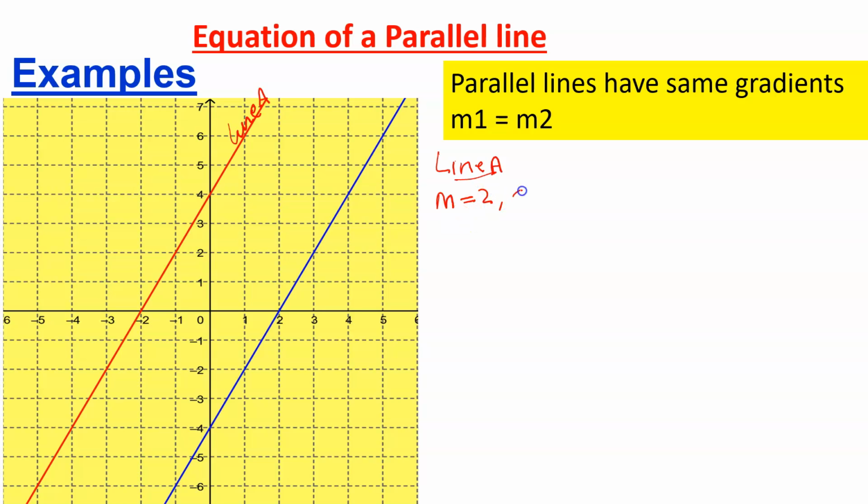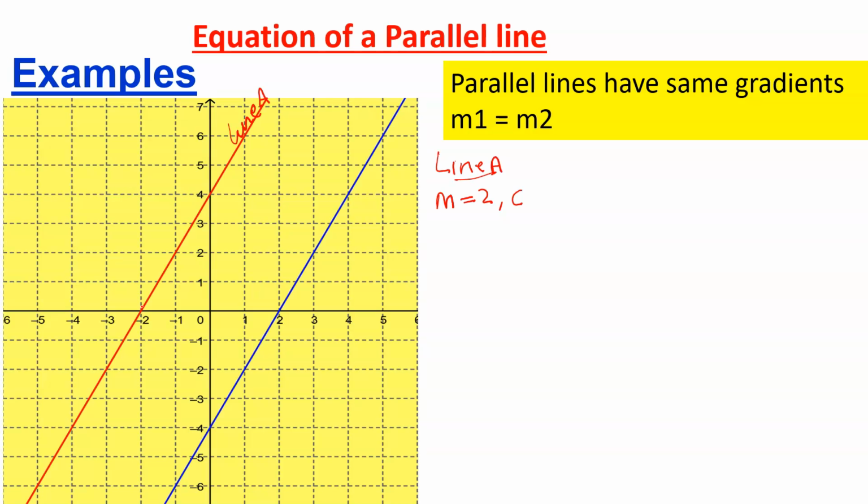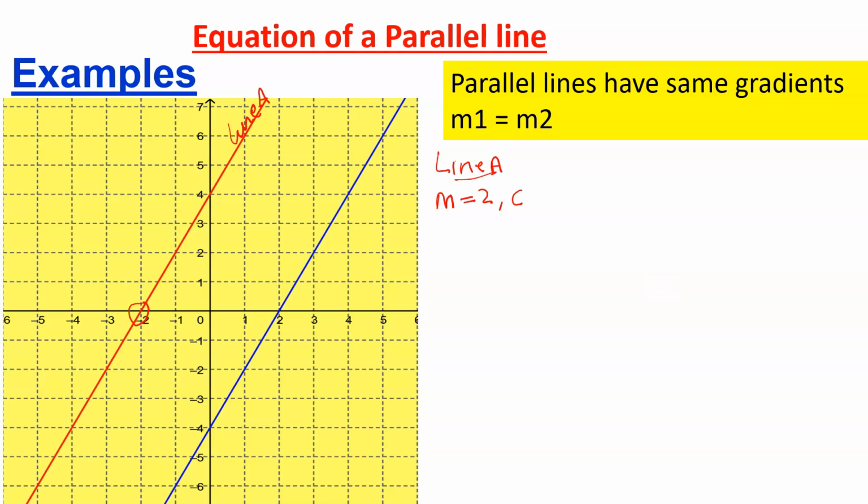And what is C? The C is where it crosses the y-axis, and C is here. Sorry about that. C is this one there. So C is minus 2. So we know both of them, put them together: y equals 2x minus 2. That's the equation.